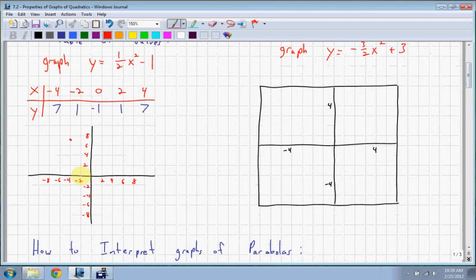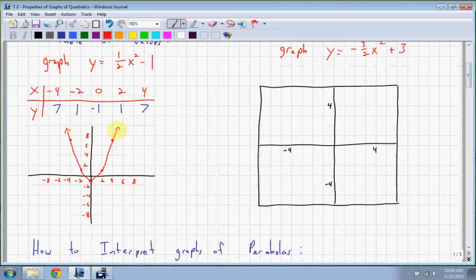-2 is right there, and up 1 is halfway in between, which is there. 0, -1 is right there. 2, comma 1, and then 4, comma 7. And remember what I said last lesson about symmetry, right? These parabolas are always going to have some type of symmetry. So they're going to look the same if you cut them down the middle. Okay, so there's my parabola.